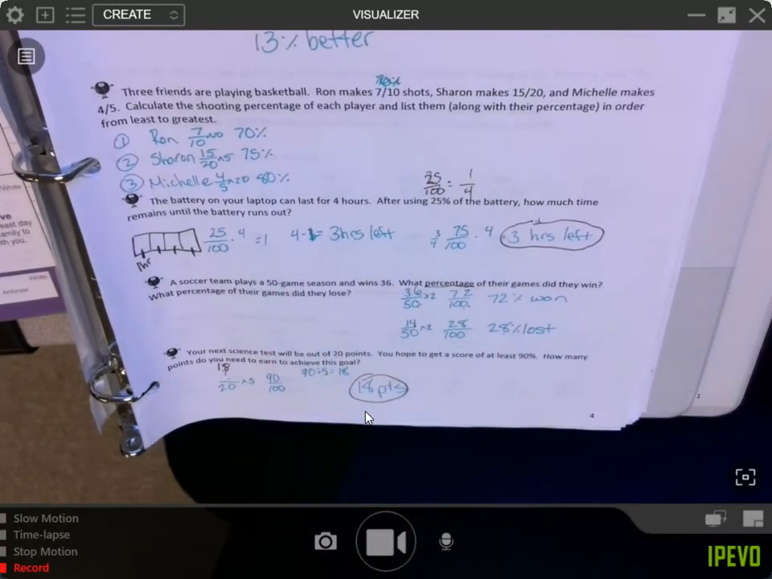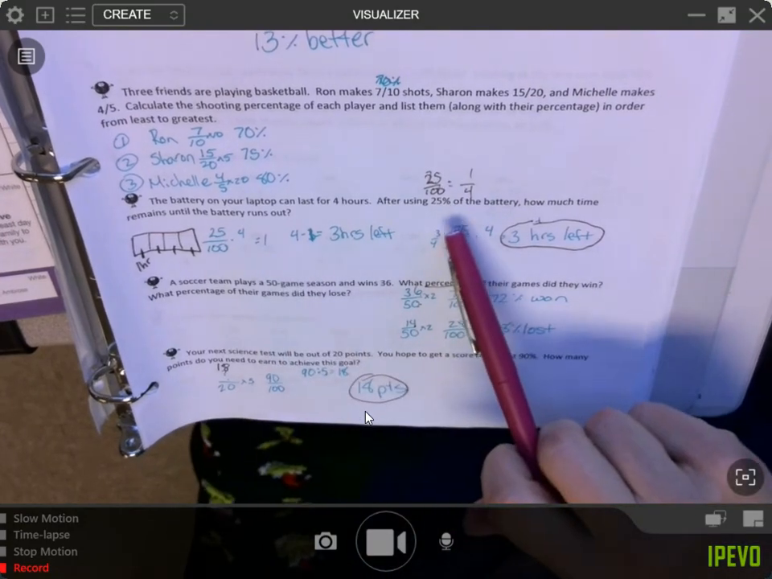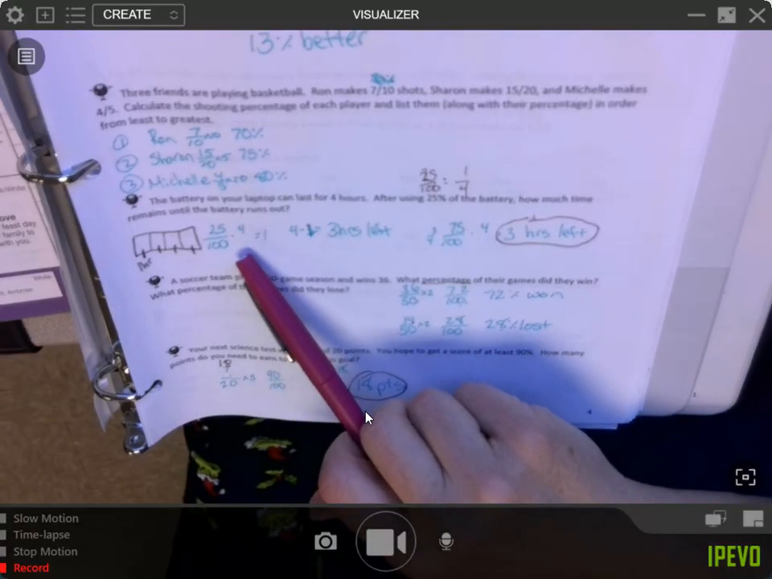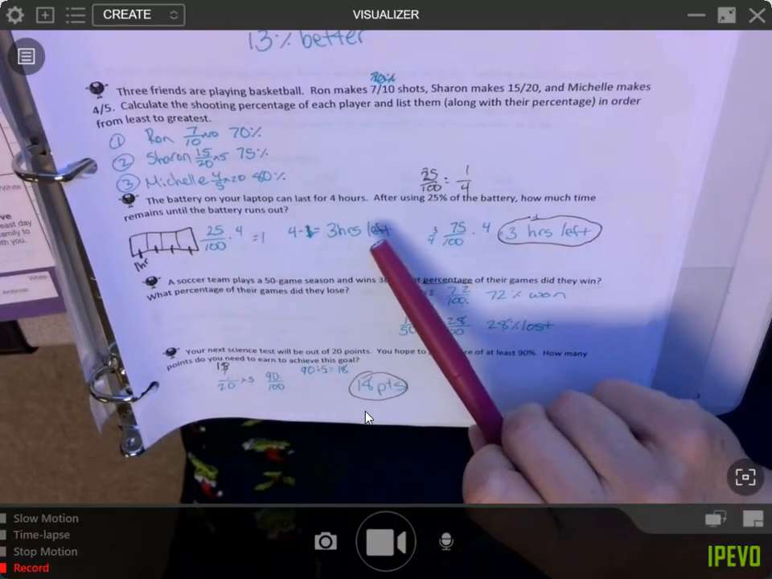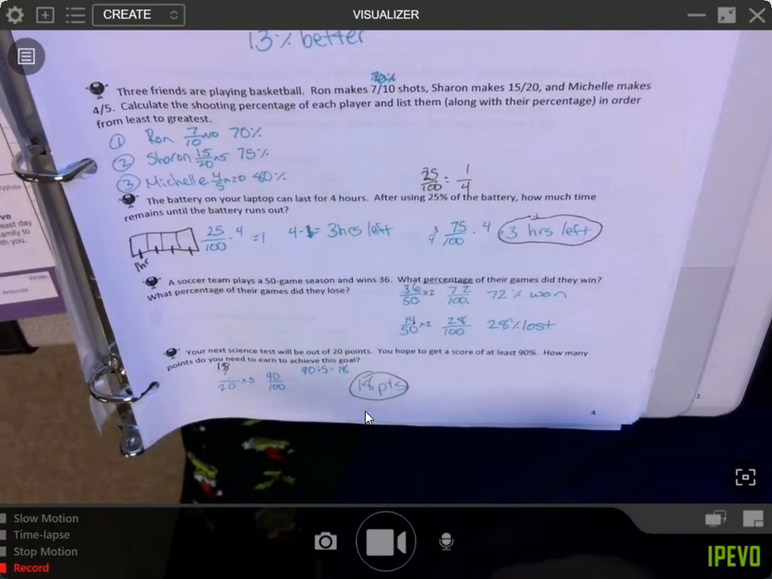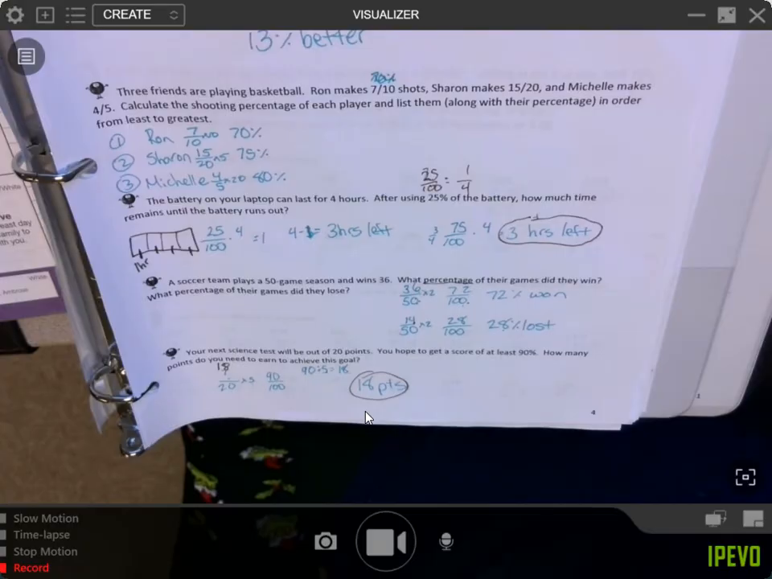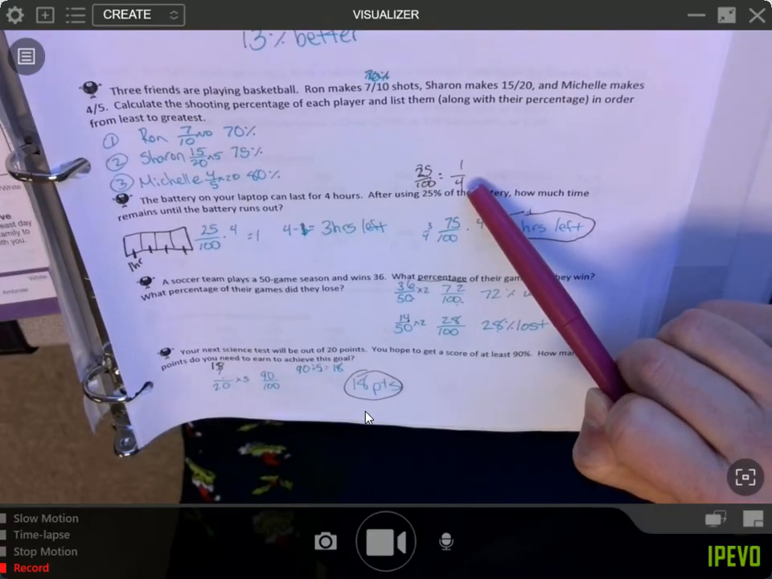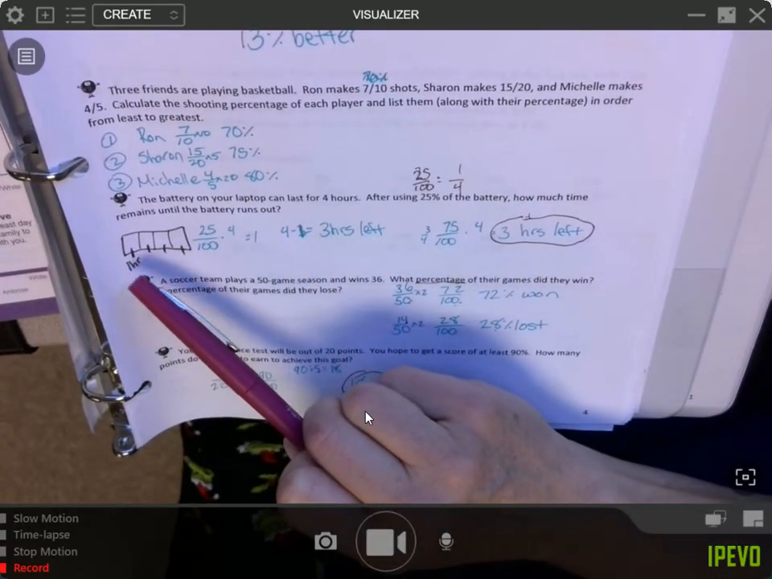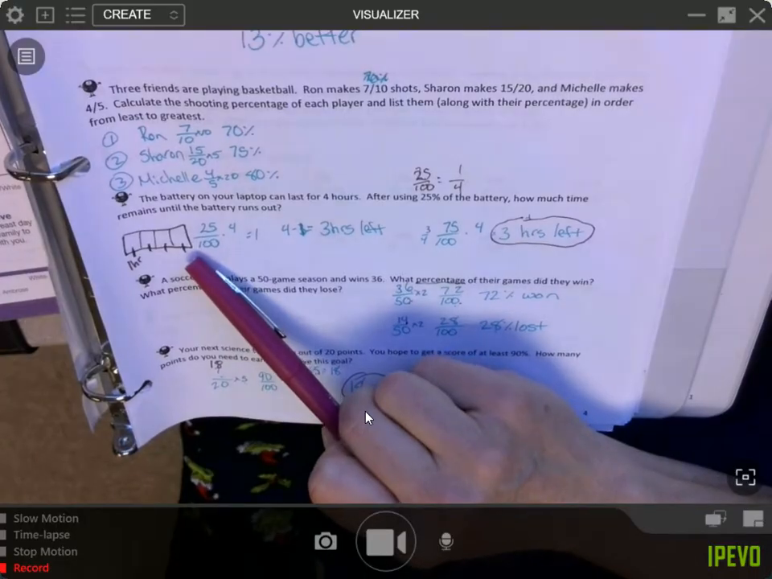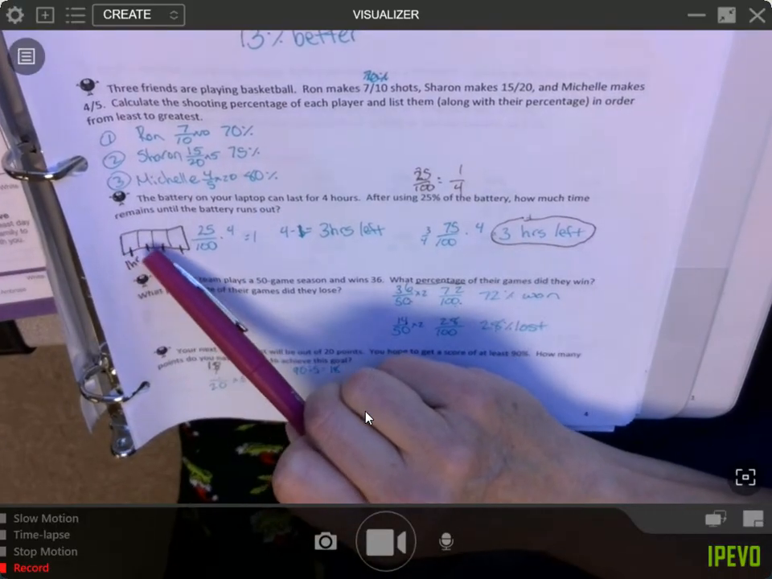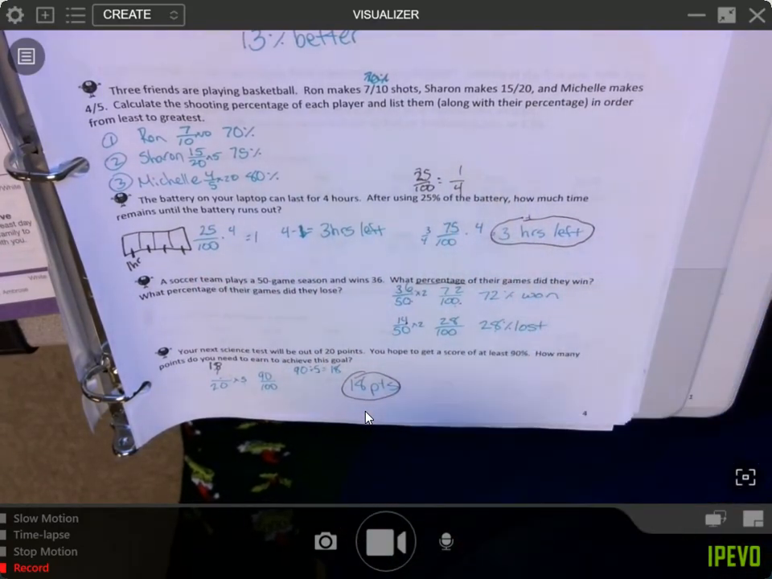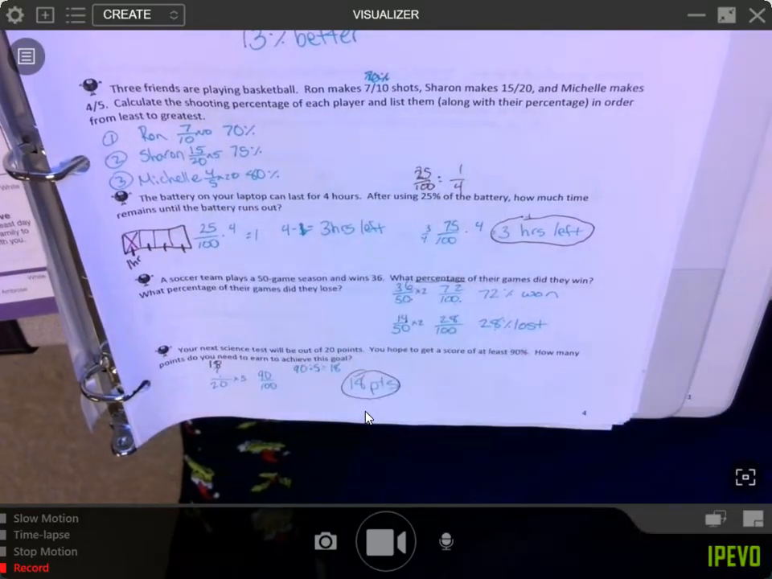Then we have our battery. So our battery uses up 25% of the battery. 25% is 25/100. So that would be 1/4. So there's several different ways you could solve this. One way is figuring out 1/4 of the battery was used up. That battery is 4 hours. So I drew my box and broke it up into 4s, each box being 1 hour. I know that 1/4 was used, so 1 hour was used up.